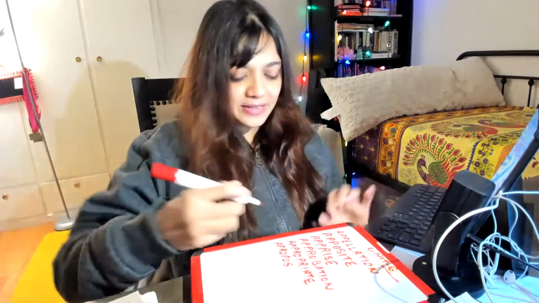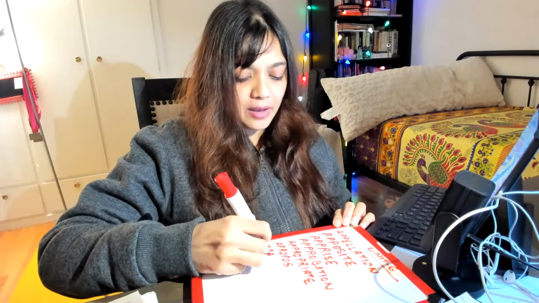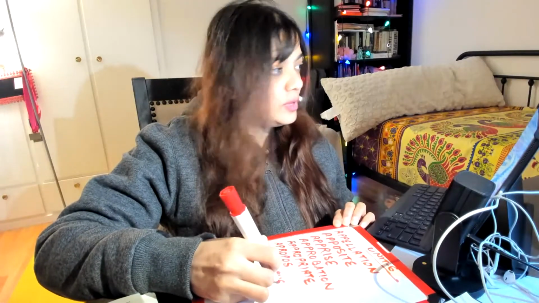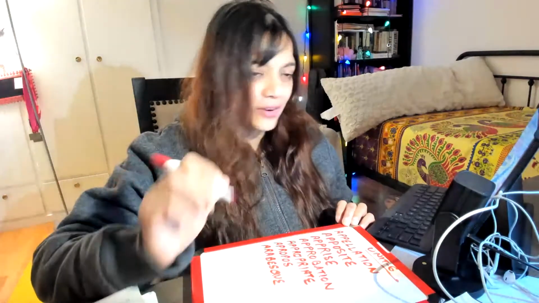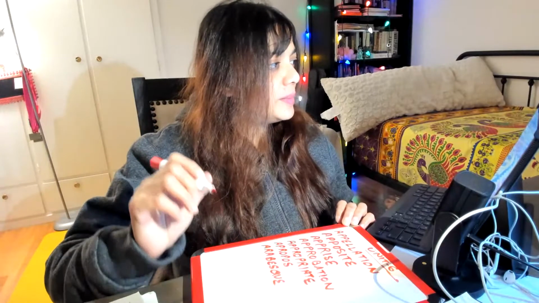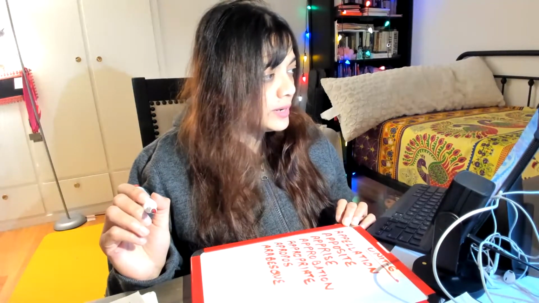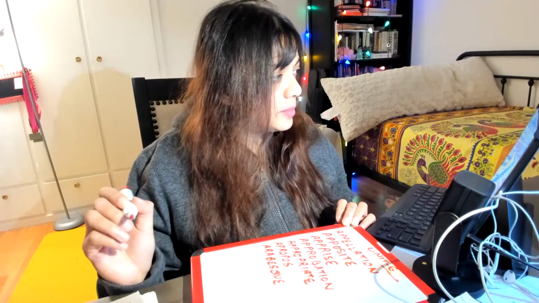Okay, so the next word is arabesque. Can anybody say what that is? Arabesque. So arabesque means ornate design featuring intertwined curves, a ballet position in which one leg is extended in back while the other supports the weight of the body.